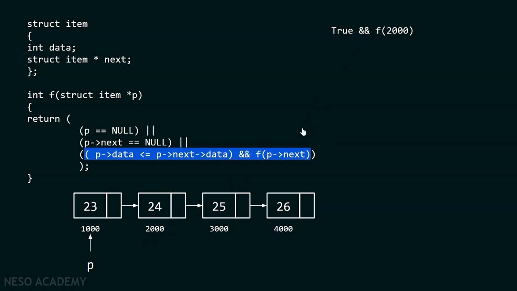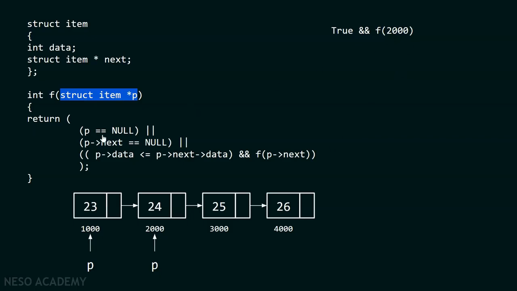So here we can write 2000. Actually we are calling f function again, and here to this pointer we are passing 2000. And let me tell you, this pointer is local to the next function call. So it is clear that a new pointer is created, that is P pointer, which will hold this address 2000.